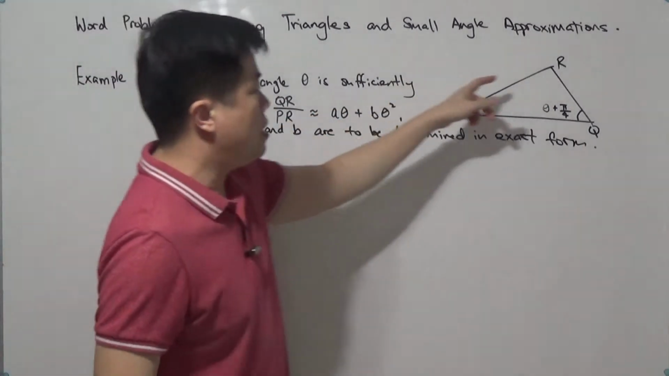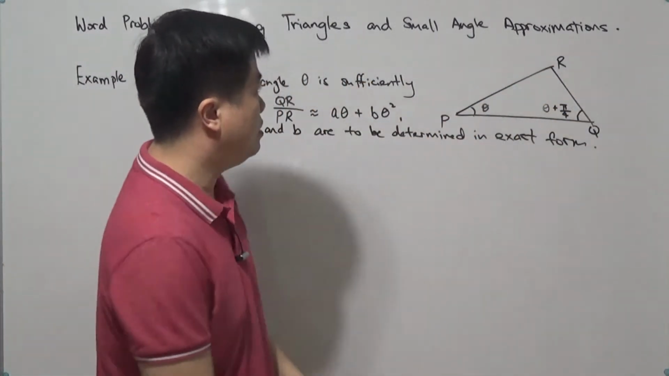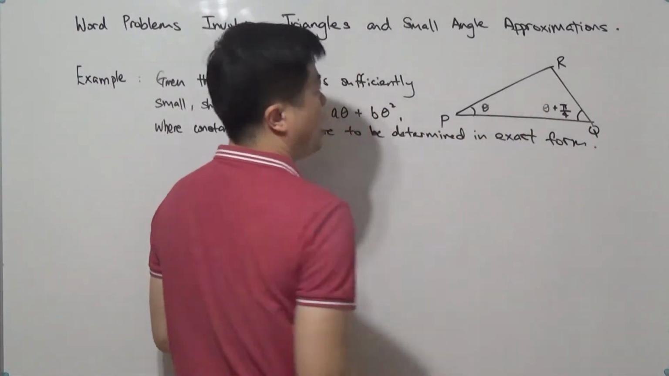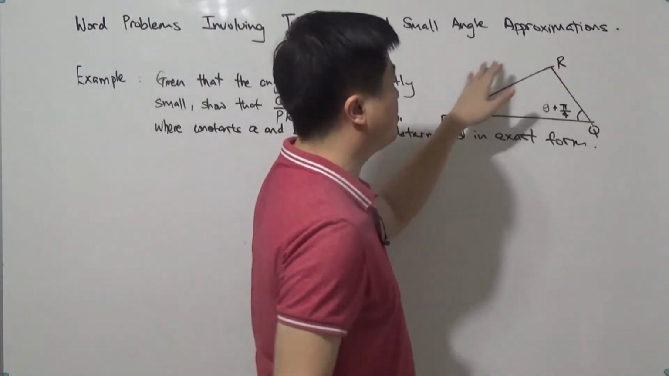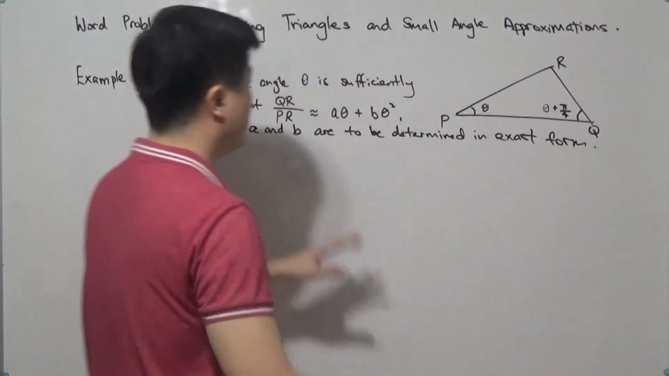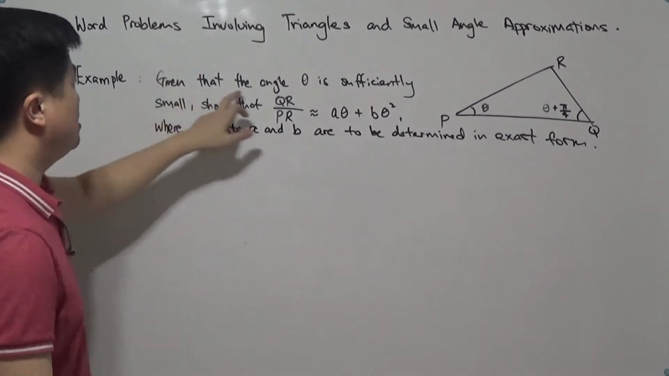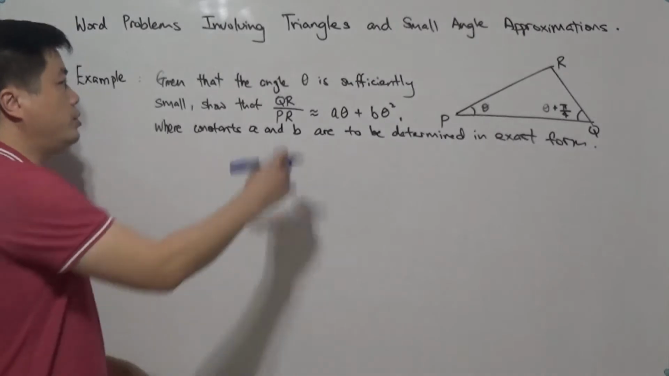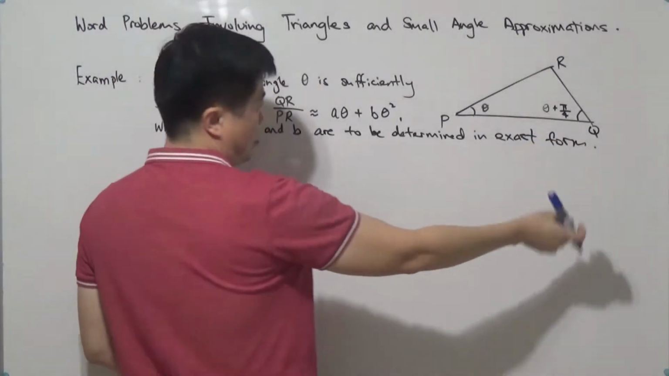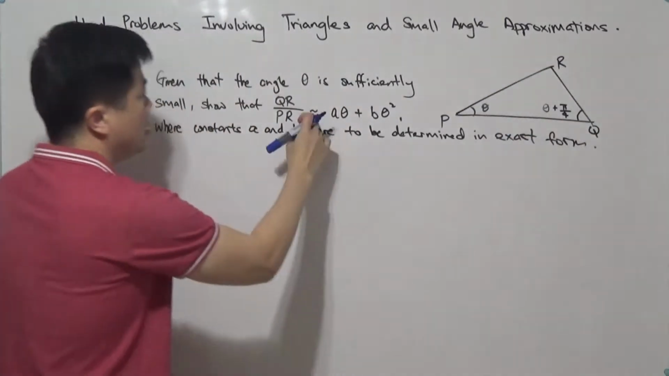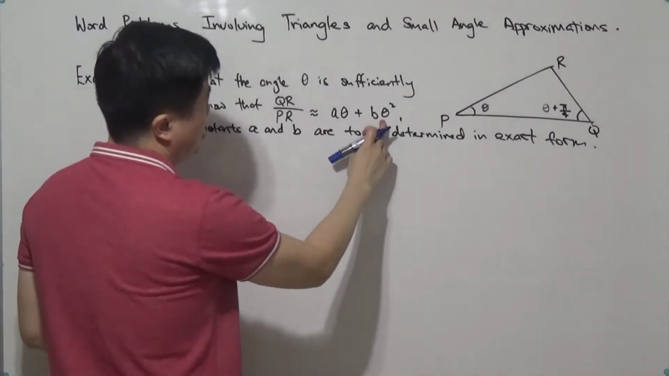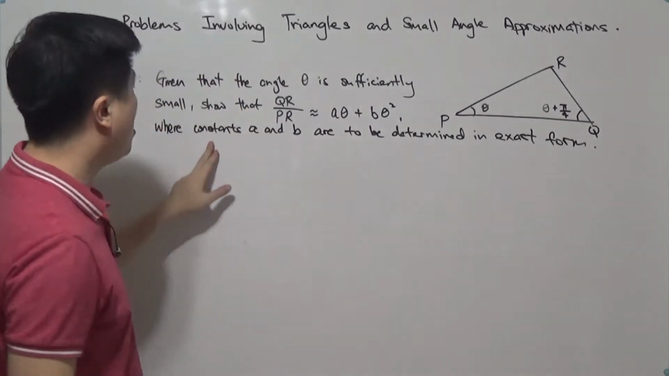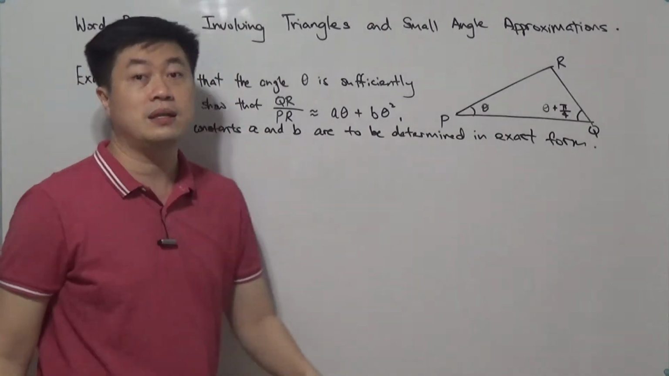Now we have this diagram, there's a triangle PQR, and the angle P over here is theta, and the angle Q over here is theta plus pi over 4. No other information is available with regards to the length in this question. Now, given that the angle theta is sufficiently small, show that the ratio QR over PR is approximately equal to A theta plus B theta squared, where the constants A and B are to be determined in exact form.